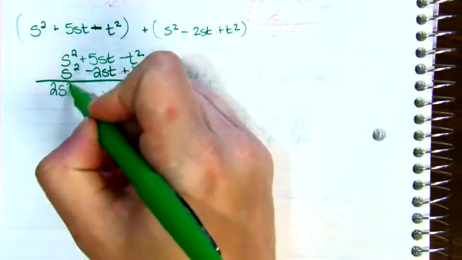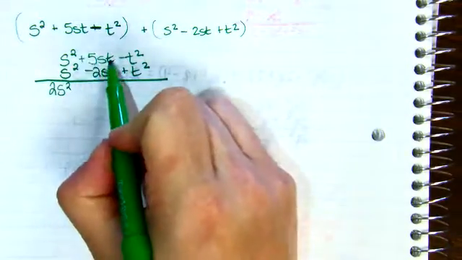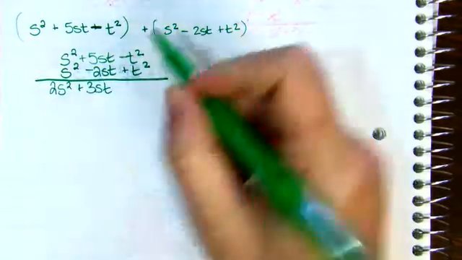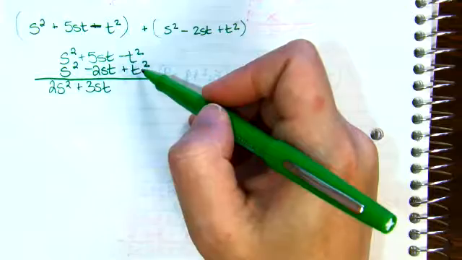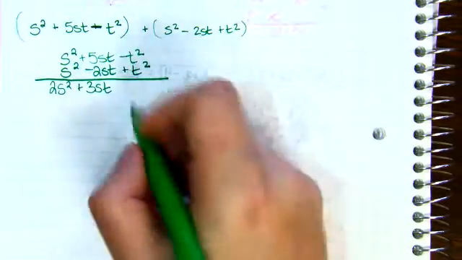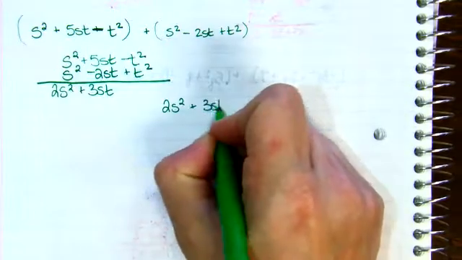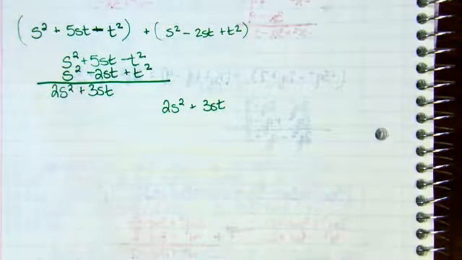I have s squared and s squared, so I have 2s squared. 5st, take away 2st, is 3st. And a negative t squared and a positive t squared make 0. So my final answer is just 2s squared plus 3st.